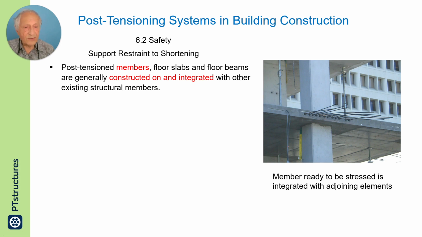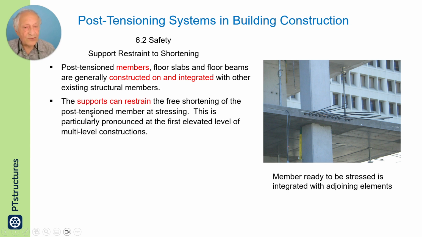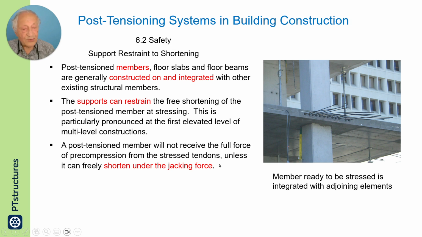Now, this is a consideration which I think is very important, and that is support restraint. Post-tension members, like I have in this slab, are often attached to other members, like in this case a column up and down. At stressing, the supports restrain the shortening of the member to some extent, in particular if this is the first elevated slab and the column is tied to the foundation. In this case, some of this precompression, which is intended to go to the slab, will be diverted to the support. The member does not shorten fully because of the restraint.